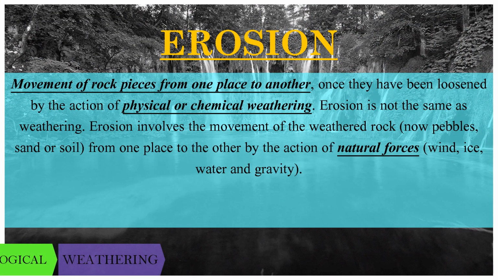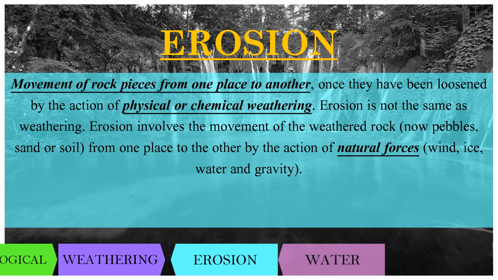Another type of exogenic process that is happening in the Earth's geosphere is called erosion. Erosion basically is the movement of rock pieces from one place to another, once they have been loosened by the action of physical or chemical weathering. Erosion is not the same as weathering. Don't forget that. They are different.